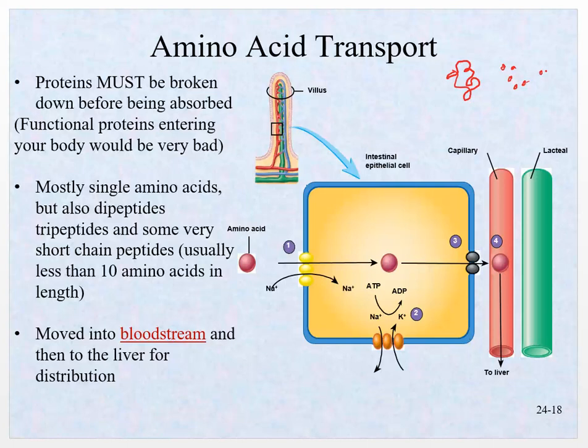So they must be broken down before being absorbed. Functional proteins entering your body would be very bad. Mostly they're single amino acids, but also some dipeptides, tripeptides, some very short chain peptides, usually less than 10 amino acids in length. Those are moved in kind of like we saw with glucose, with the sodium symporter, and then they move into the blood and usually right to the liver, where they can be reassembled or used wherever amino acids are needed.